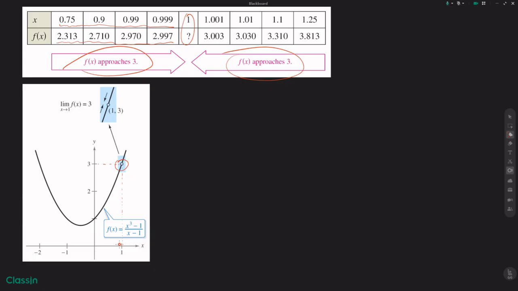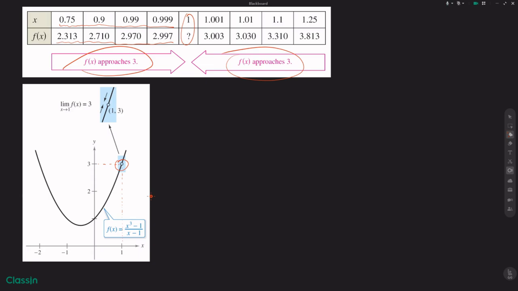But when x is approaching 1, we can tell from the data chart that the function is going to be approaching the number 3. And therefore, if there were a point on this graph, it would have been a point located at x equal to 1, y equal to 3. But that's a missing point.